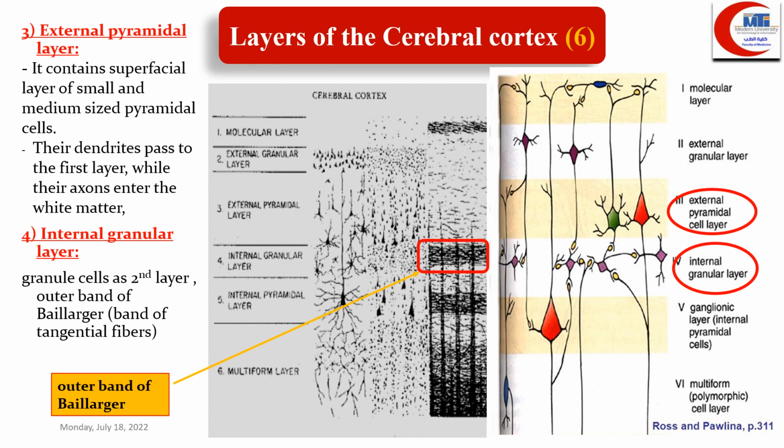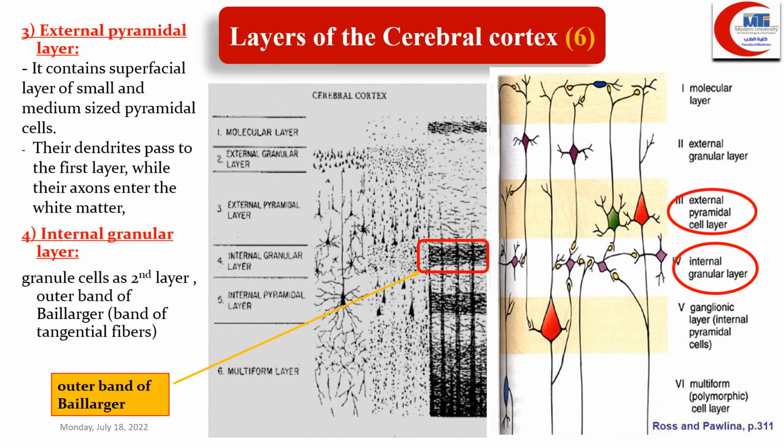As regards the third layer, which is called external pyramidal layer, it contains a superficial layer of small and medium-sized pyramidal cells. You must know that pyramidal cells have 3 types: small, medium, and large-sized pyramidal cells. So, small and medium-sized pyramidal cells are found in the external pyramidal layer. As regards the dendrites, they pass to the first layer while their axons enter the white matter.